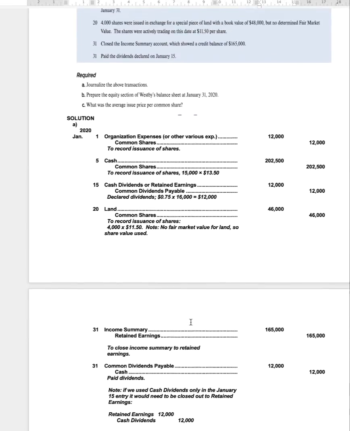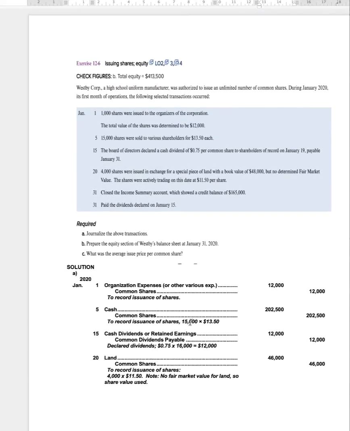Now it says here the board of directors on the 15th of January declared a cash dividend of 75 cents per common share to the shareholders of record on January 19th. Now, notice it's not being paid out now. It's going to be paid out at the end of the month. Well, you've got to make a journal entry to record the declaration on the 15th.